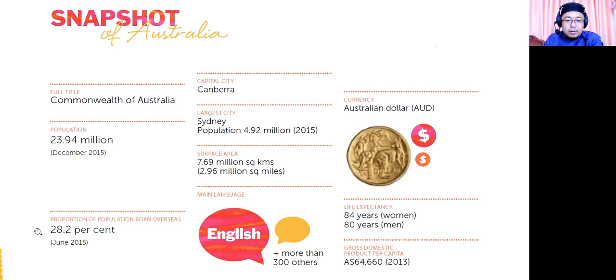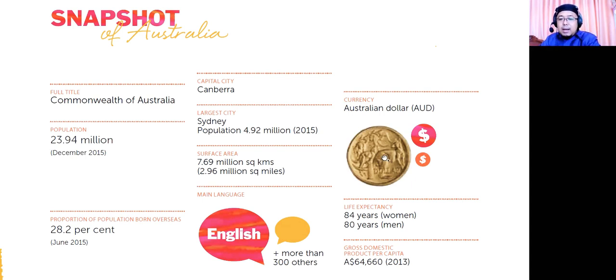Proportion of population born overseas 28.2%. It is in the month of June 2015. Bulan Juni tahun 2015, populasi yang lahir di luar negeri 28.2%. Sementara bahasa utamanya adalah English, more than 300 others. Oh, ternyata di Australia bahasa utamanya adalah bahasa Inggris. Sementara di negara Australia juga memiliki 300 bahasa lainnya yang ada di Australia. Artinya Australia adalah negara yang menerima imigran atau pekerja dari negara-negara lain.